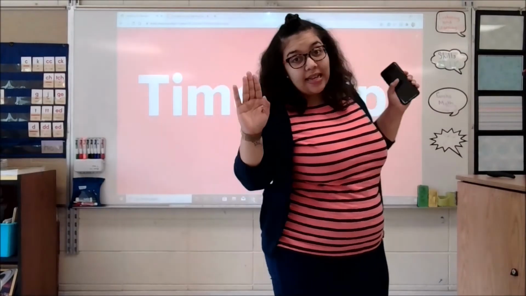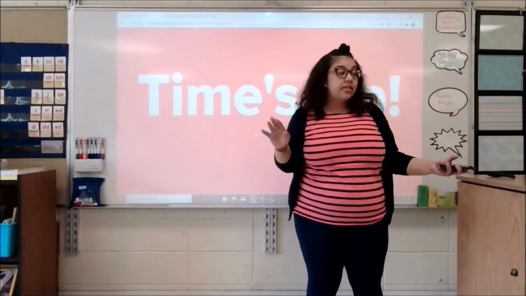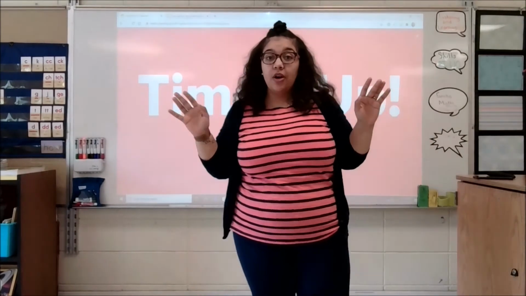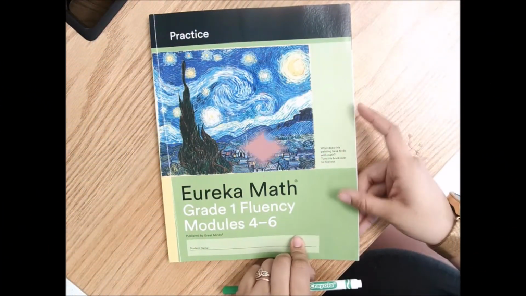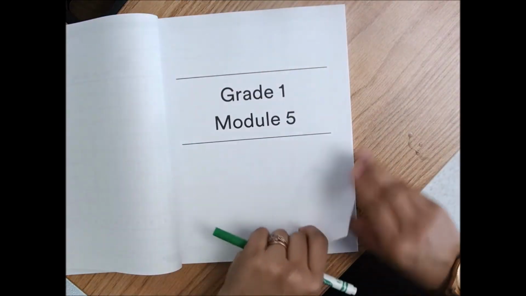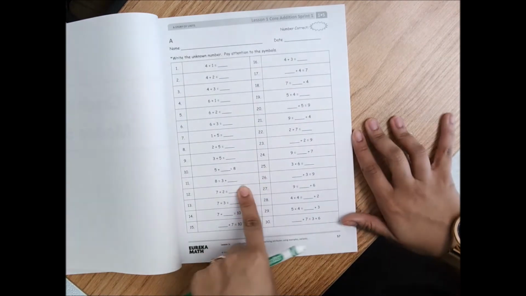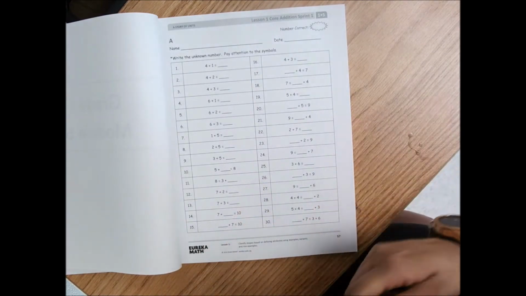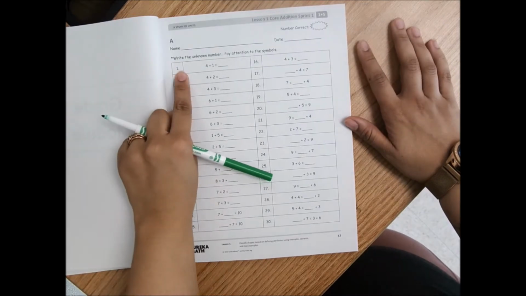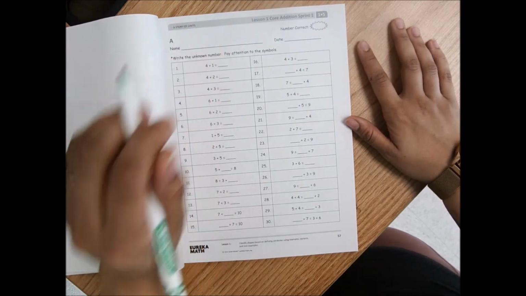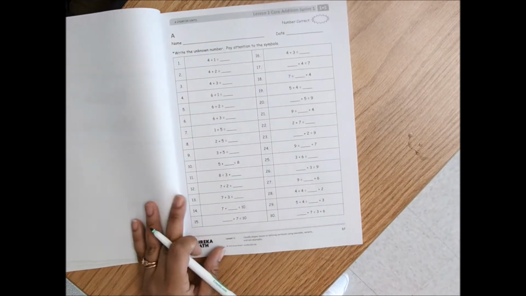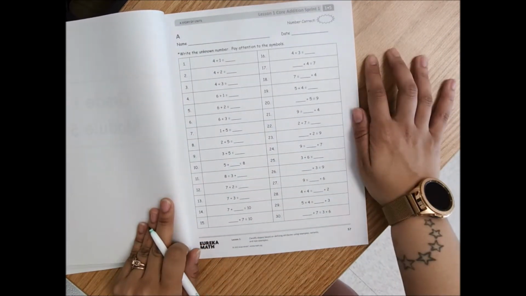Okay. You heard as well as I did. Time is up. Stop what you're doing. We're going to go ahead and see how we did. So, let's check our work. Alright, so yes, our Starry Night book. We're in Module 5 now. Write the unknown number. Pay attention to the symbols. Starting at the top, if you get it right, give yourself a check. If you get it wrong, give yourself an X and just let yourself know, hey look, this is something I need to practice on my own a little bit.